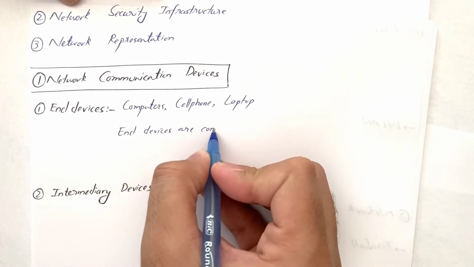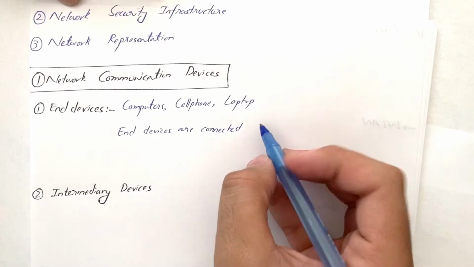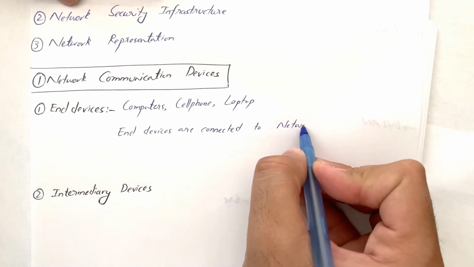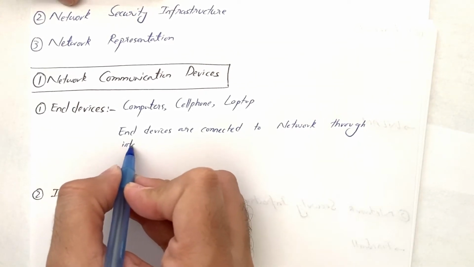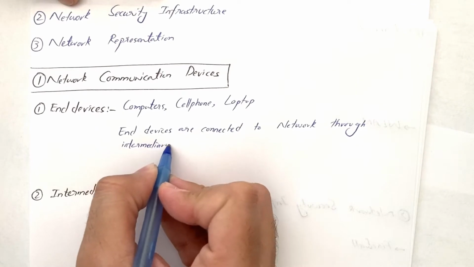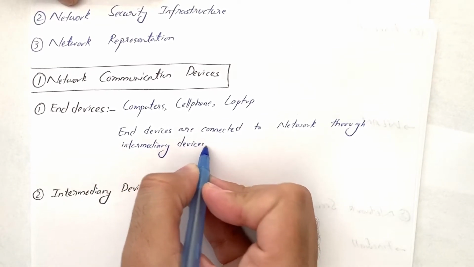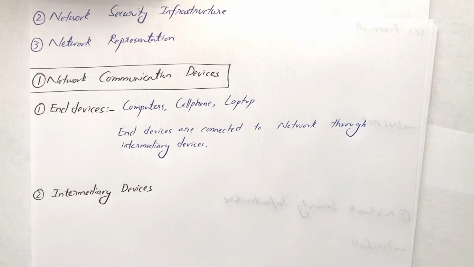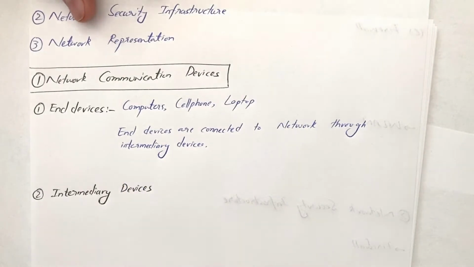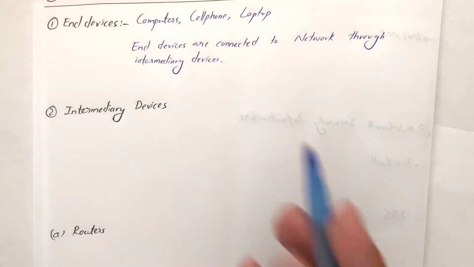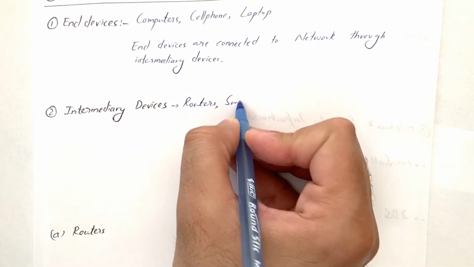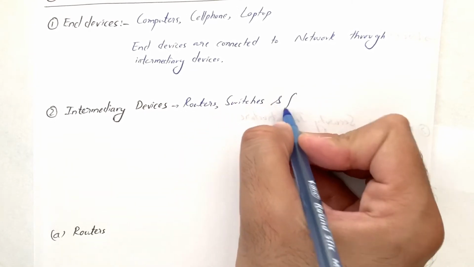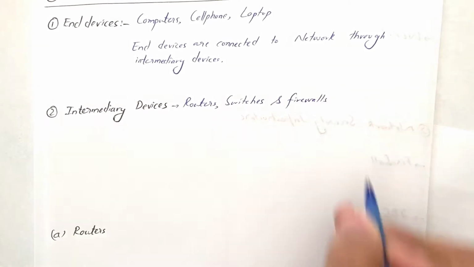So end devices are connected to the network through intermediary devices. So these end devices like cell phones and personal computers are connected to the network through intermediary devices. Now, what are these intermediary devices? Intermediary devices are basically, the examples are routers, switches, and firewalls. So these devices are called intermediary devices.